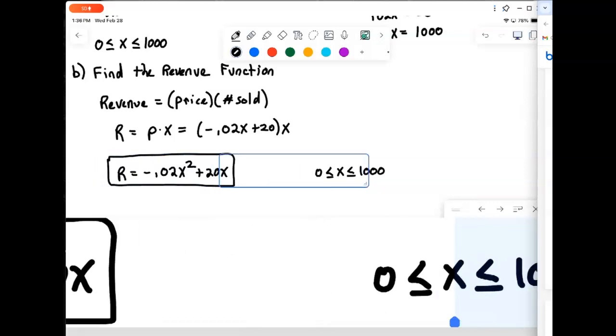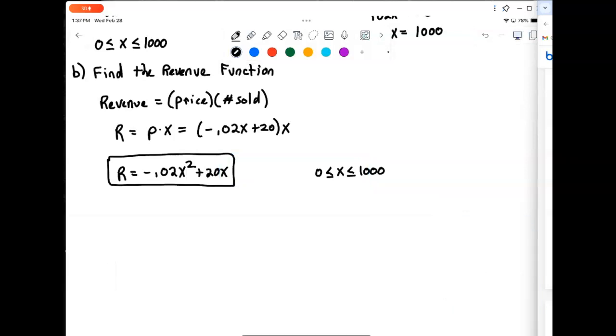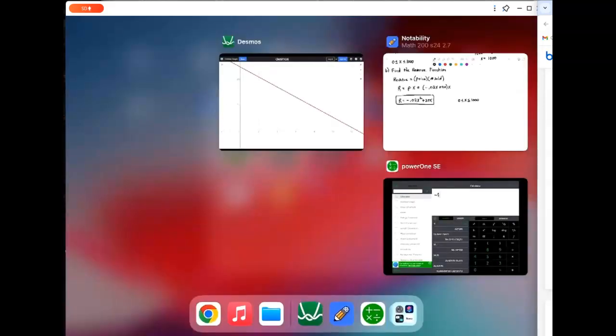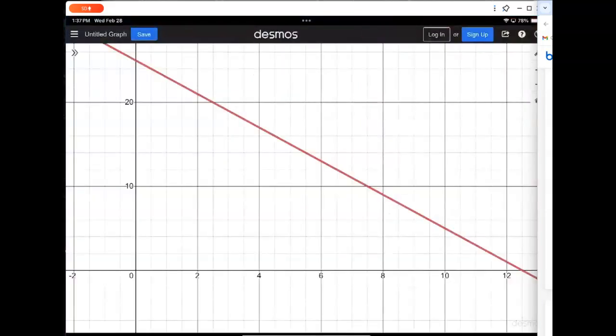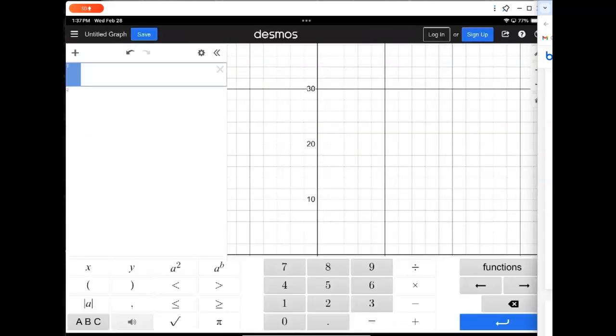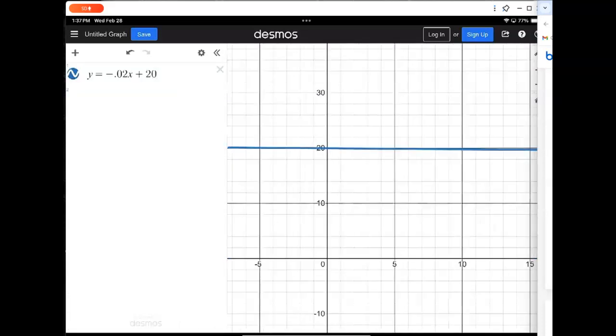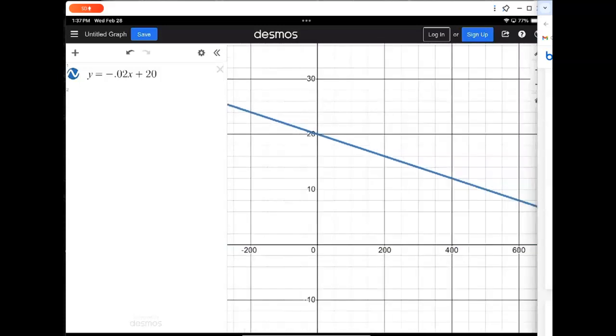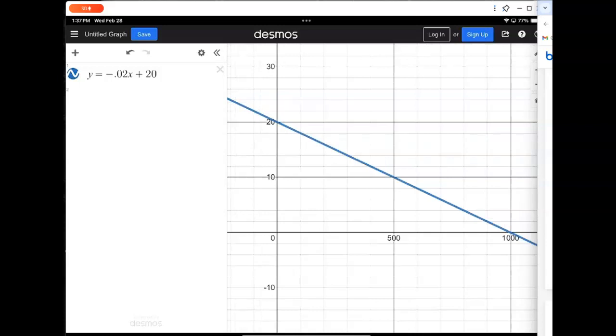Okay. So we're going to continue next time with this problem and add a little bit more onto it. But for now, we're going to stop here with having just found our revenue function. And let's just very quickly take a look at the graph of this revenue function. So first of all, let me show you the price function we just found. Y equals negative 0.02x plus 20. It almost looks like a flat line because I need to zoom over here on the x's, since my x values range all the way up to 1,000. So there's my price function.